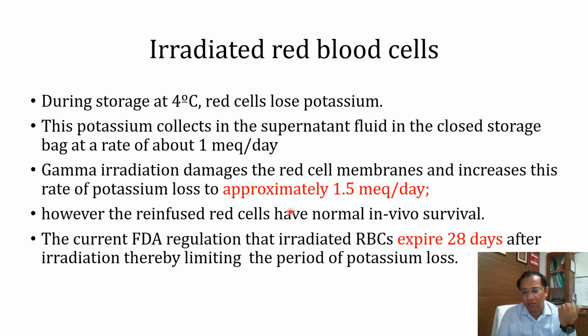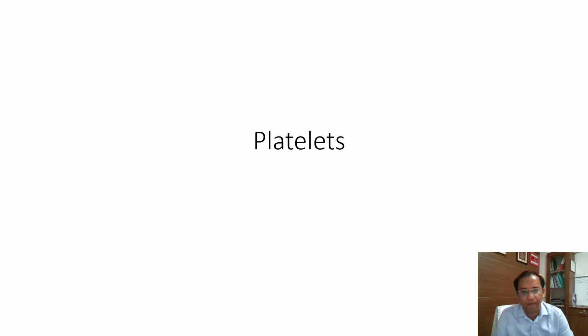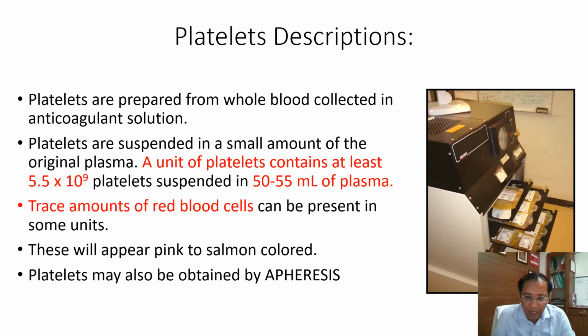Nonetheless, the FDA regulation says, and the Drug and Cosmetic Act says, that the irradiated red blood cells should expire within 28 days or the expiry, whichever is nearer. So once you have irradiation, your shelf life of the red cells decreases to around 28 days. Coming to the second topic, that is platelets.